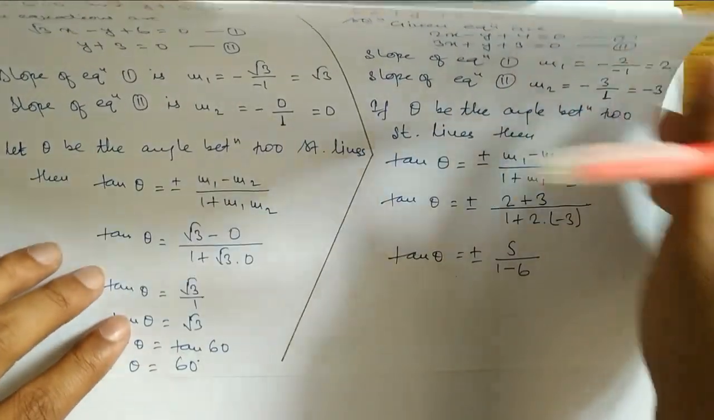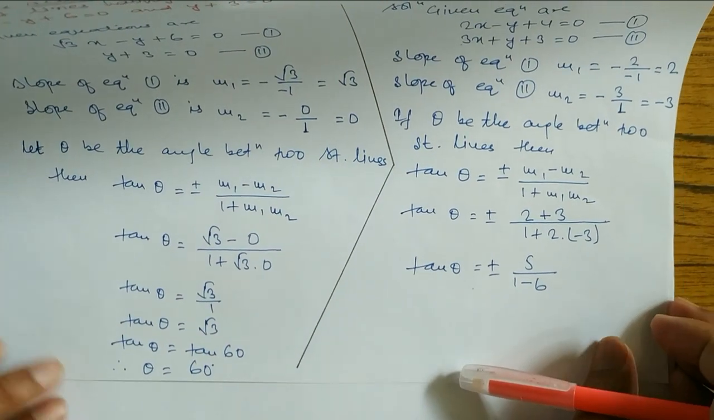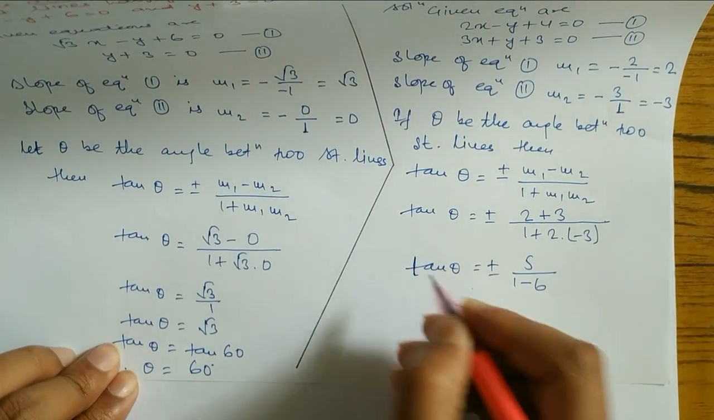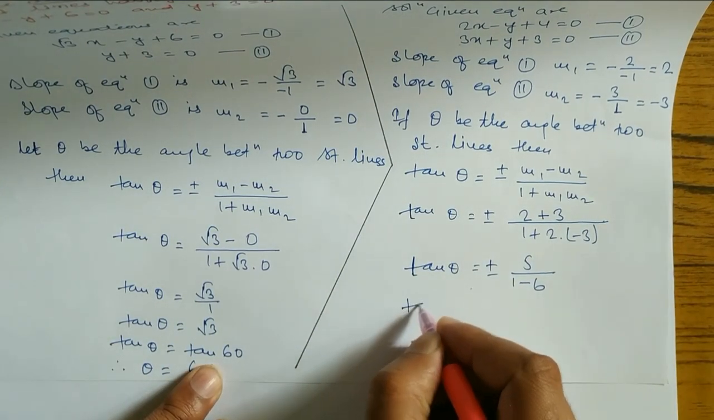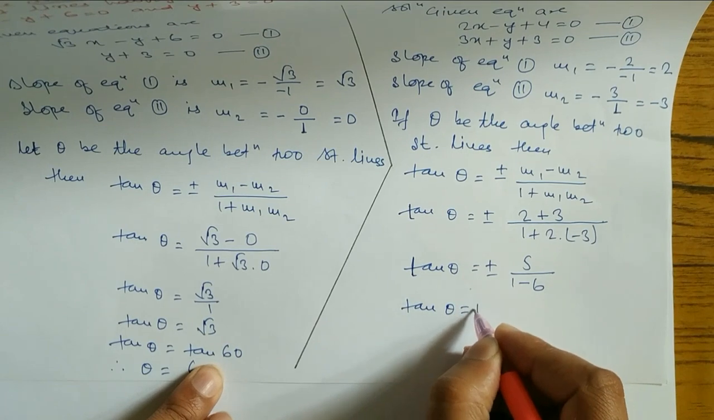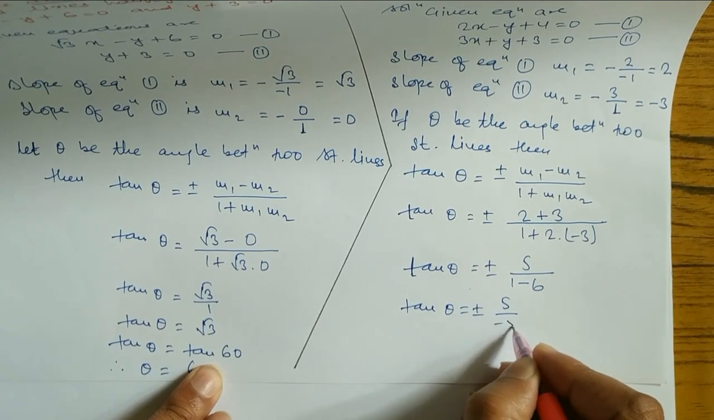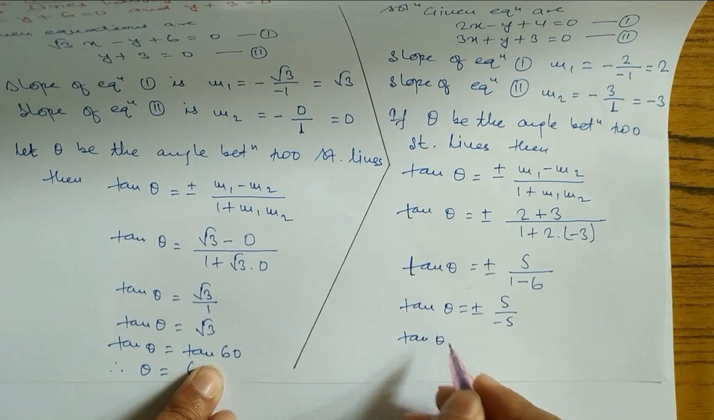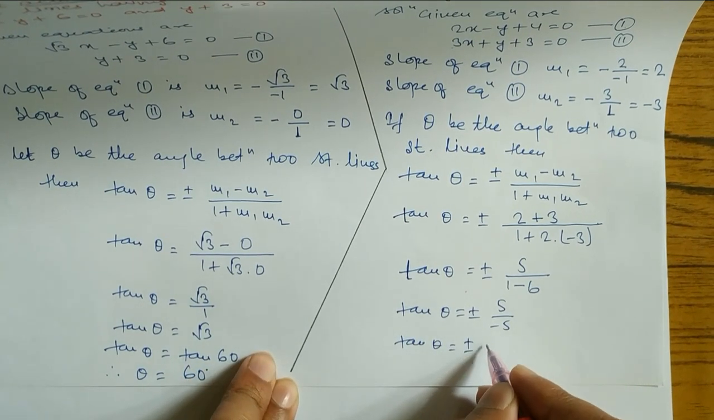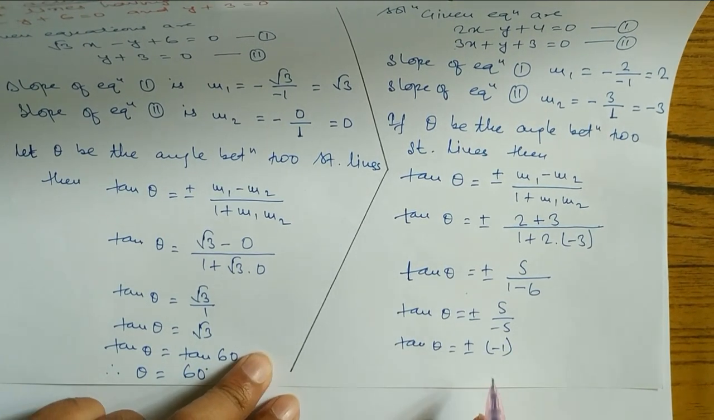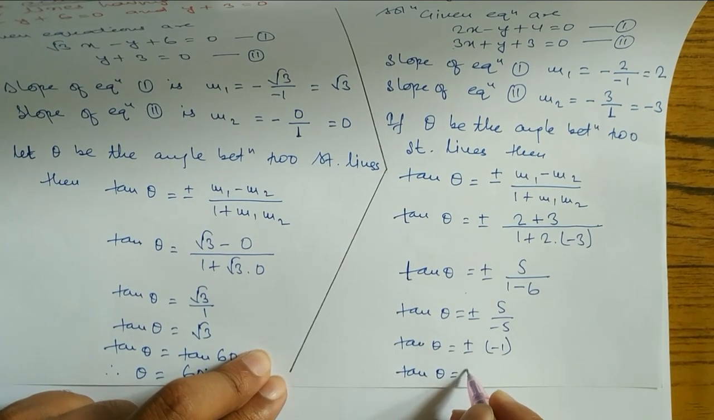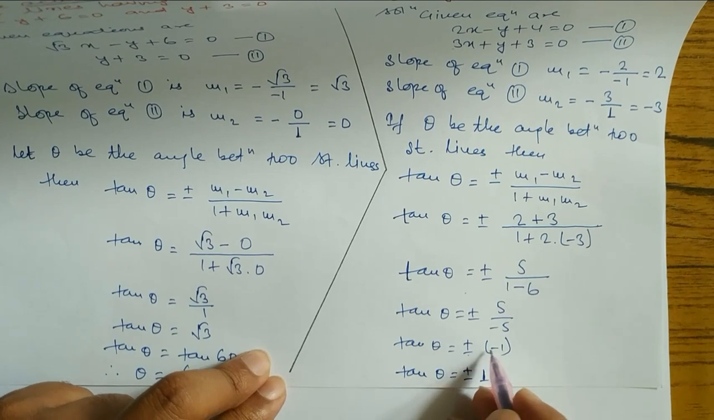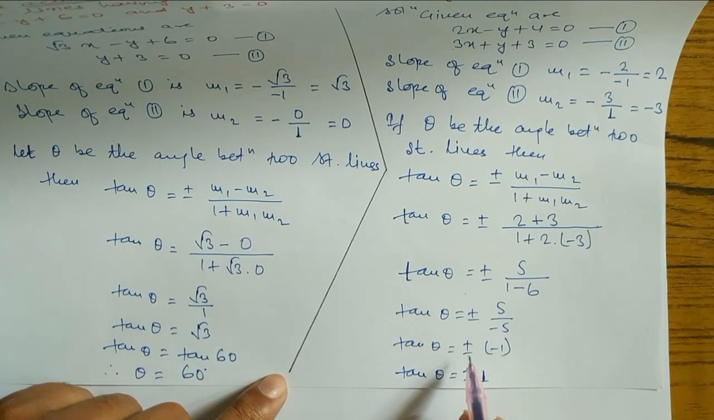Look at properly this one. Maximum students make mistakes in this plus minus only. Tan theta is equal to plus minus 5 by minus 5. Tan theta is equal to plus minus minus 1. This plus minus work is to remove this negative also. Tan theta is equal to, we can write plus minus 1. Minus minus plus. Okay, so this plus minus will remove this minus 1 also.